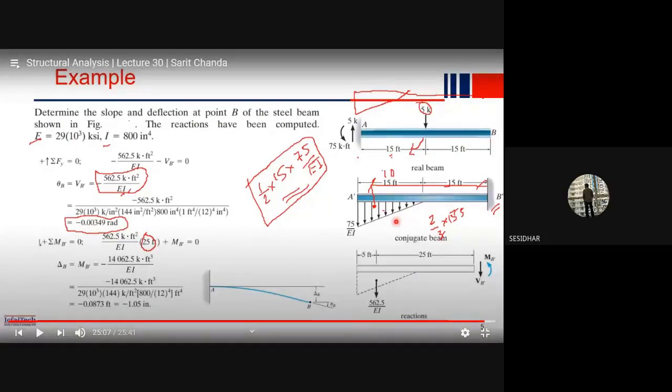Sachin, you tell me. Sir, can I speak now, sir? Yes, you can speak now. In the conjugate beam, if it is the shear force, then what is this parameter in the real beam? Whatever shear force you get in the conjugate beam, this is equivalent to what in the real beam?